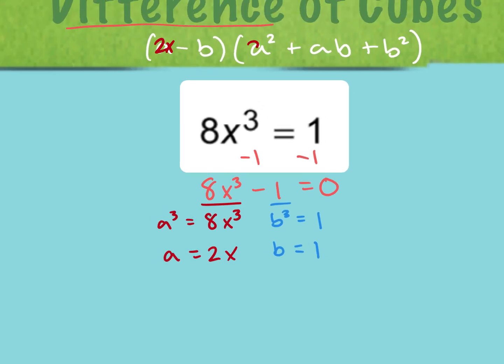So good question. It's not -1 because this is the difference of cubes. So the formula already accounts for it being negative. Because whenever you have the difference of cubes, it's always going to be a minus in the middle. And the formula just accounts for it already. So everywhere I have a, I plug in 2x. And everywhere I have b, I plug in 1.